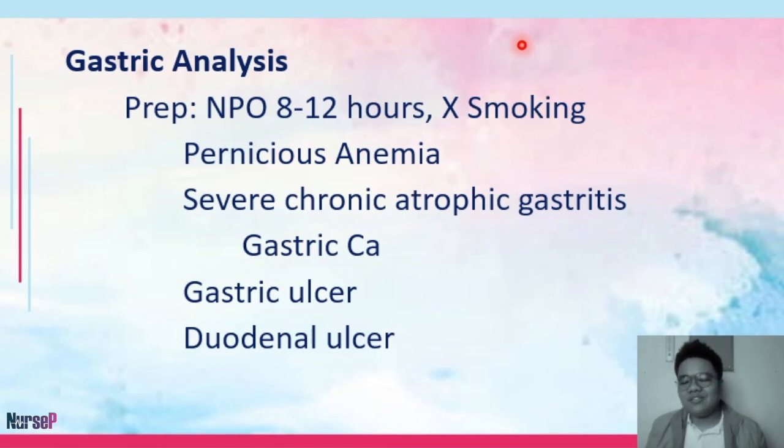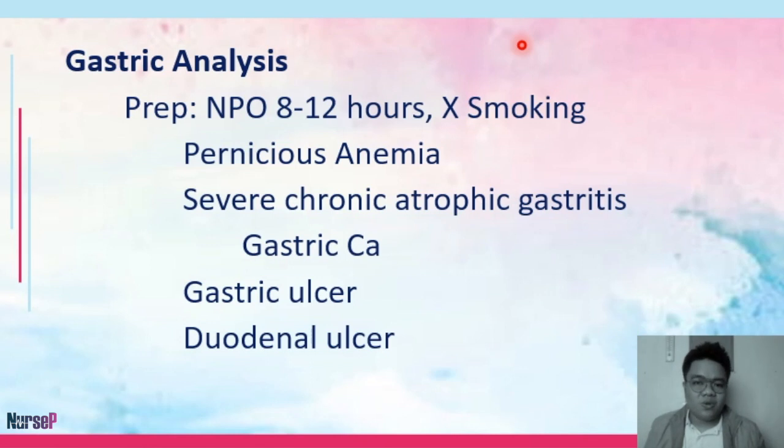Then we have your gastric analysis. In gastric analysis, the preparation is that the patient is placed on NPO for 8 to 12 hours. And then you tell the patient to stop smoking because smoking will alter the result of your gastric analysis. Now, if your patient has pernicious anemia, the patient secretes no acid under basal conditions or even after stimulating. Whereas a patient with severe chronic atrophic gastritis, atrophy meaning there is a decrease in the size and the functioning of the stomach, also tends to secrete little or no acid. The same may be true in gastric cancer.